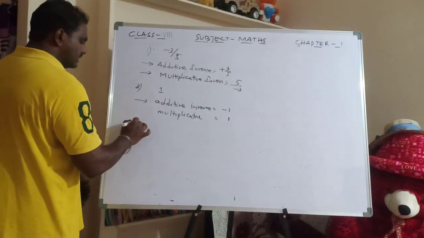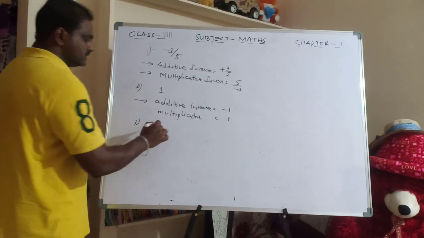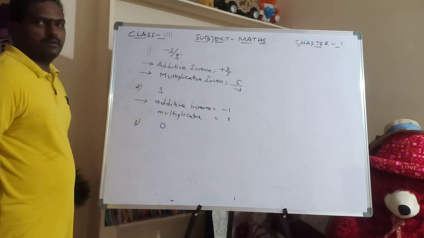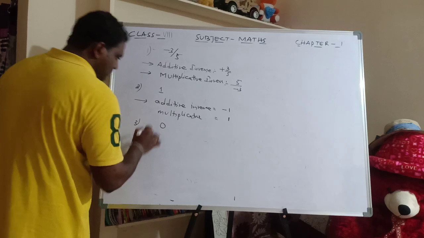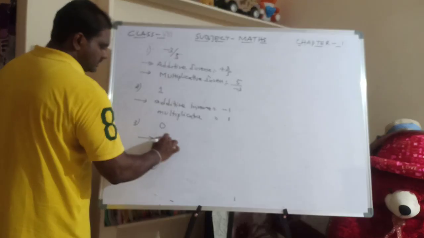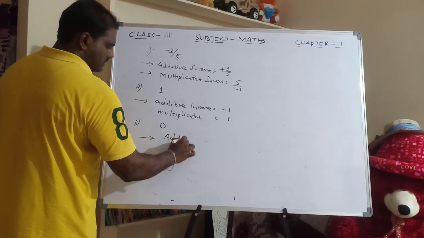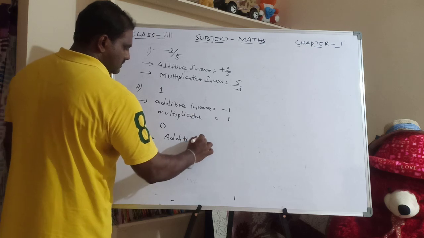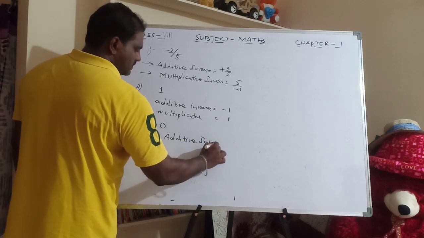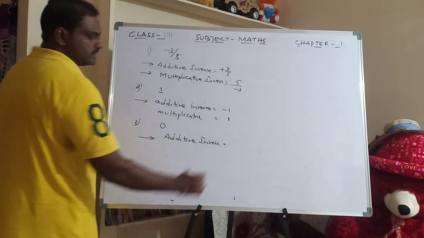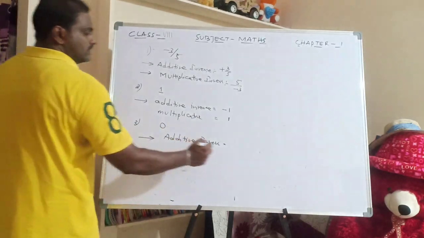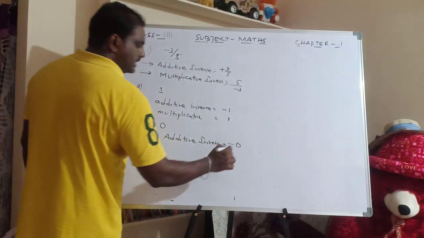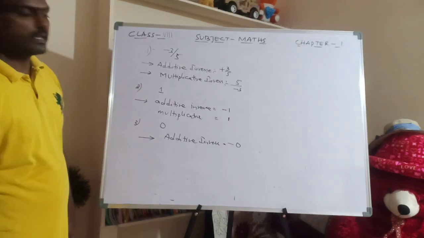Next, look at the third one: 0. Now, what is its additive inverse? The additive inverse of 0: 0 does not have a symbol. If we take plus 0, as I said, we have to change that to minus 0.